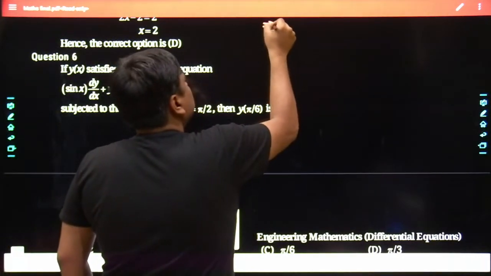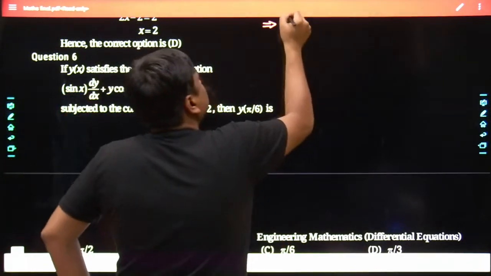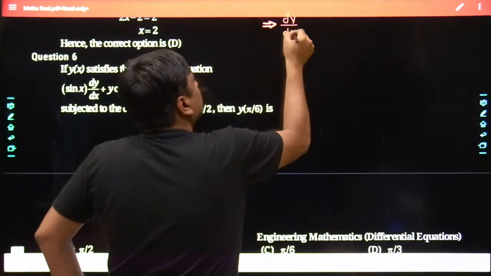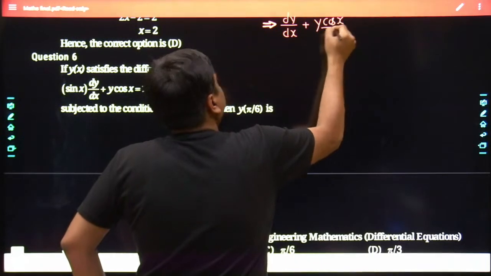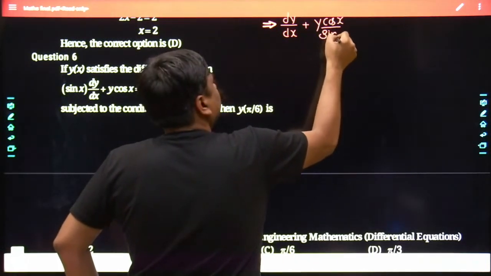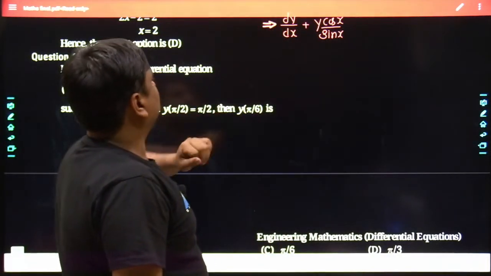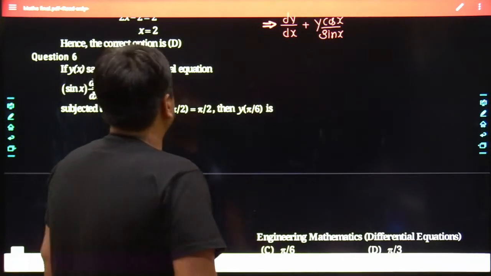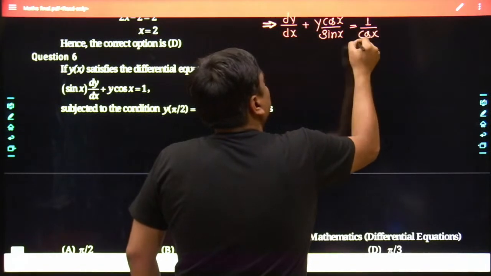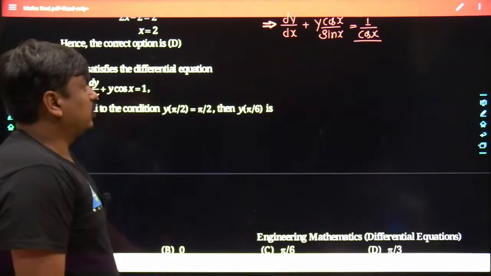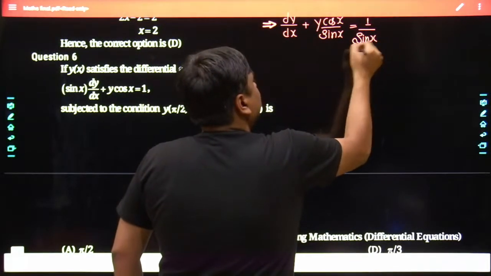I would arrange this problem into the standard form of the Leibniz linear differential equation, which would be dy/dx + y cos x divided by sin x. Deliberately I am not writing it as cot x, because in future we have to take its integrating factor, and calculation of the integrating factor of cos x by sin x is easy. So I am keeping it as it is, and here it goes 1 upon sin x. Not cos x, sin x. So till this point, each and everything must be clear to all of us.